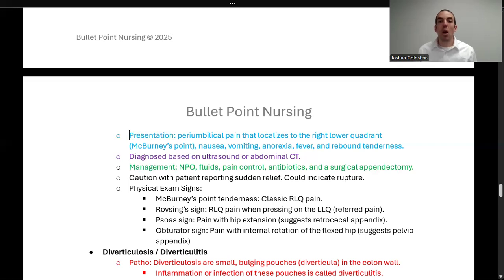For nursing school, definitely look out for any question that says the patient presents with signs and symptoms of appendicitis and has sudden relief, because sudden relief could mean that it actually now ruptured.